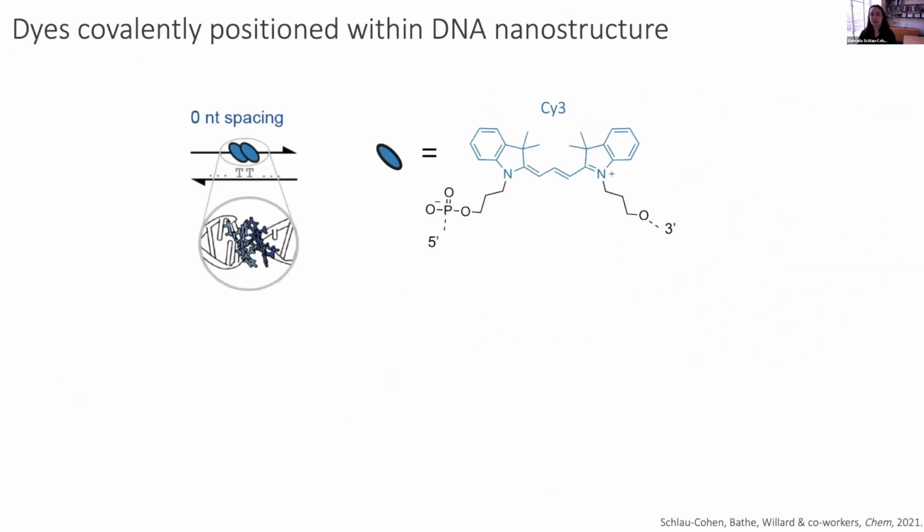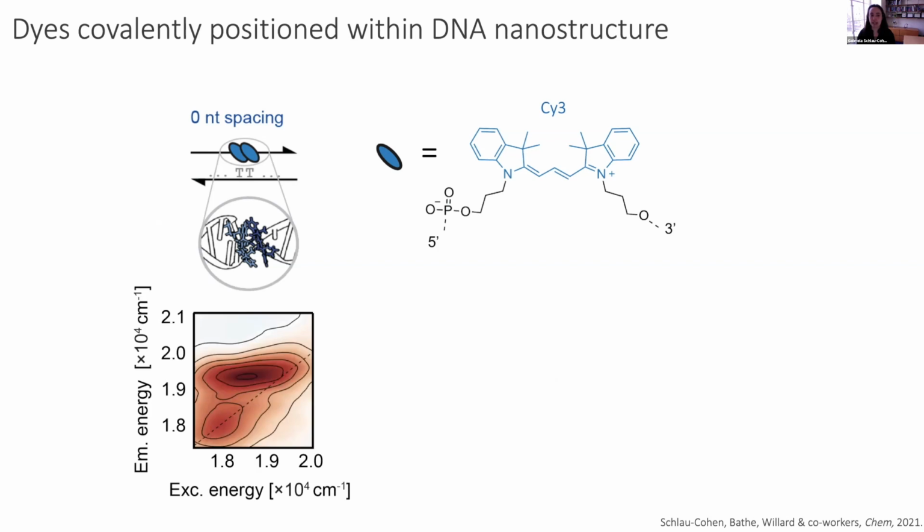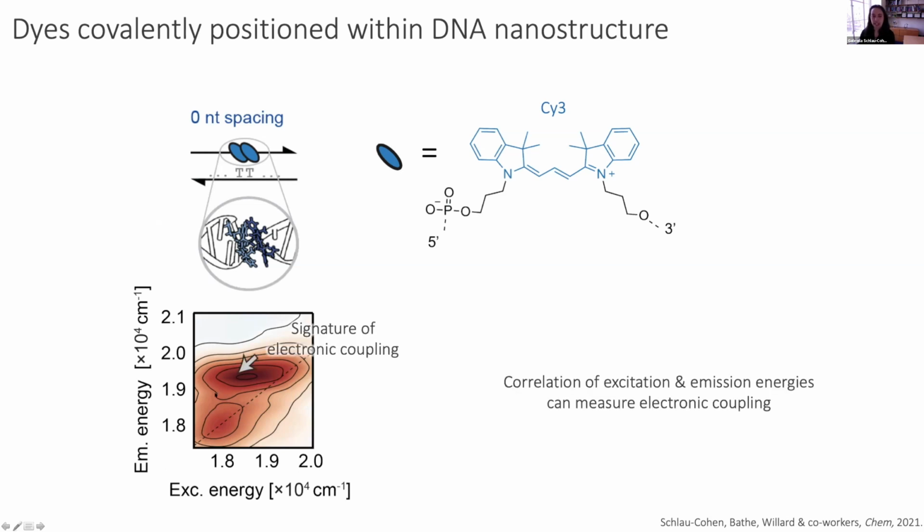So if we take our DNA and we covalently attach within that dyes, in this case, Cy3 or a modified Cy3, we can build a dimer system. We can characterize the electronic coupling of the dimer using 2D electronic spectroscopy. So this is an ultrafast technique. I'm not going to go into how we do it, but basically what you get out is a correlation plot where you correlate excitation energy and emission energy. And where you see a peak that correlates excitation and emission energy, that is a signature of electronic coupling between those two excited states. So we can use 2D spectroscopy to measure the electronic coupling.